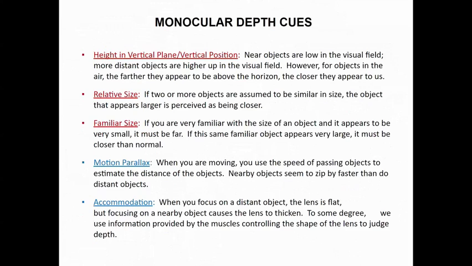Accommodation. Okay? This is when you're focusing on distant objects. The lens flattens, right? We talked about the muscles in the eye changing what it is you can see. Okay? It changes, and to some degree we use the information provided by the muscles to control the shape to judge our depth. And the younger we are, the stronger our eyes are, and the more easily we can switch back and forth. Depth perception, right? That type of stuff. But the older we get, it becomes more tough.